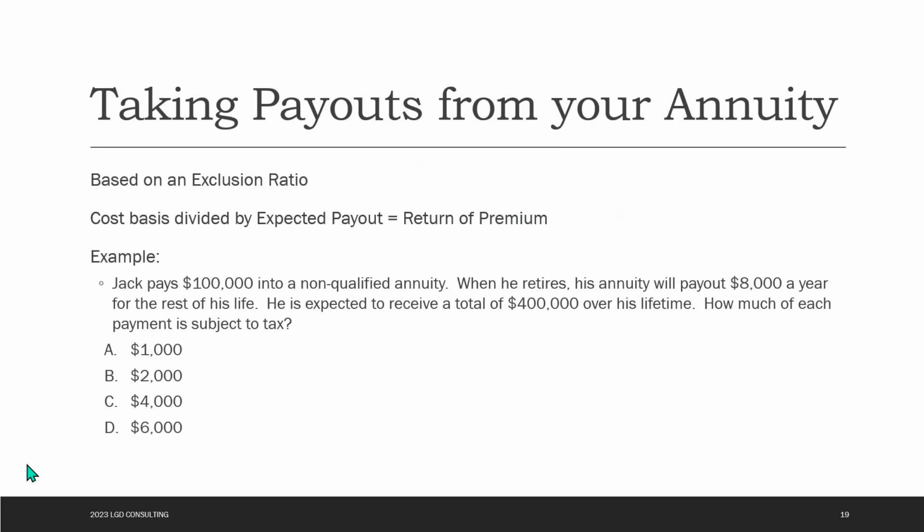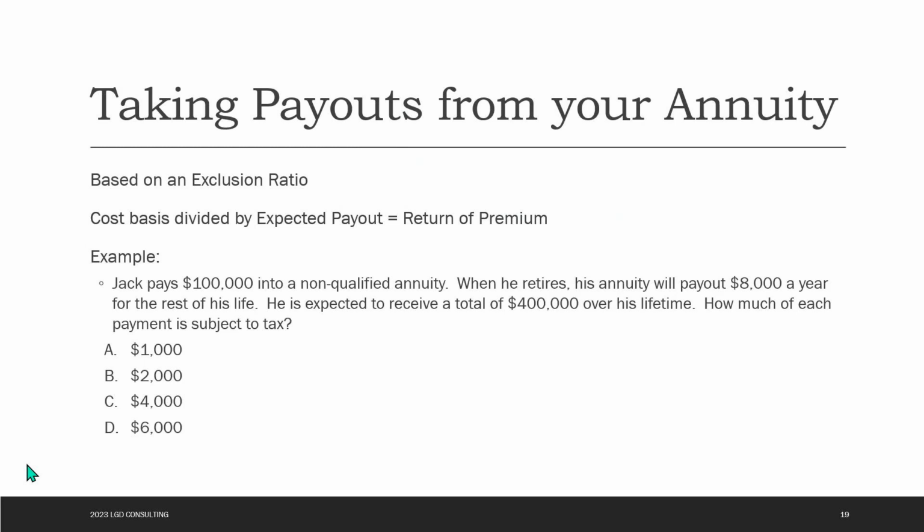And so the cost basis is what you paid in divided by the expected return that you're planning on getting. So that turns into a fraction, okay? And so whatever the payout is, you take that fraction times the payout, that's going to be a return of what you paid in, which is tax-free because you've already paid taxes on it. So it's kind of in the name. The exclusion ratio is the part of every payment that is excluded from tax, and that's what we're calculating.